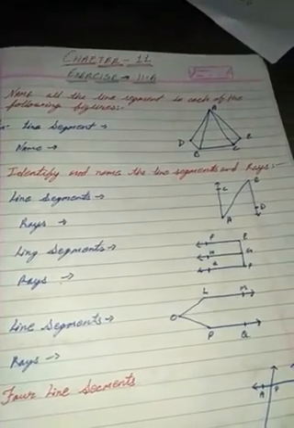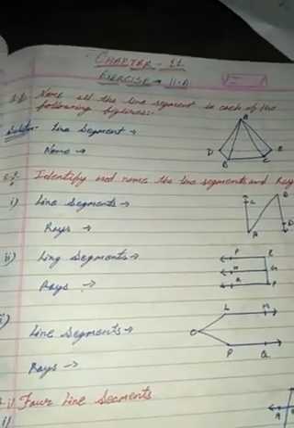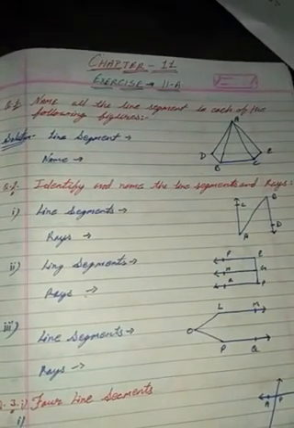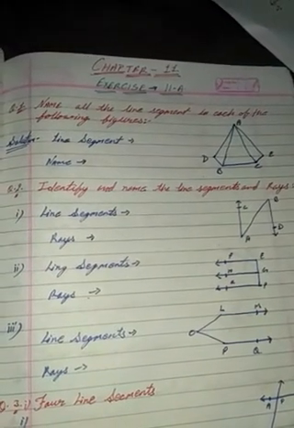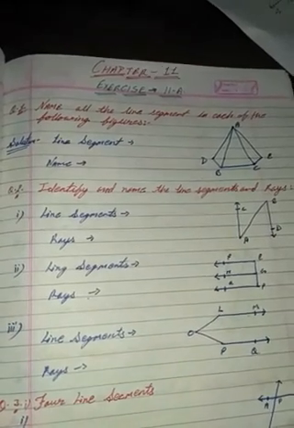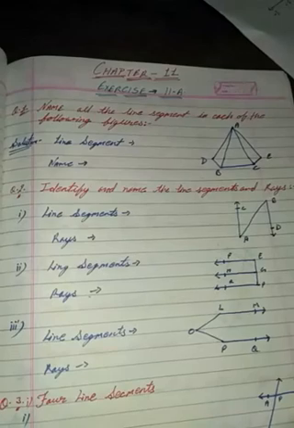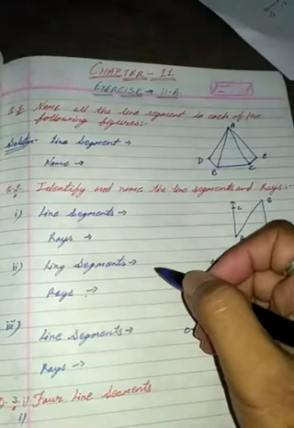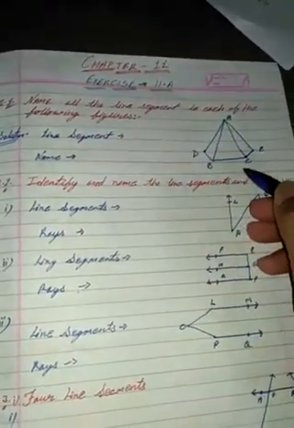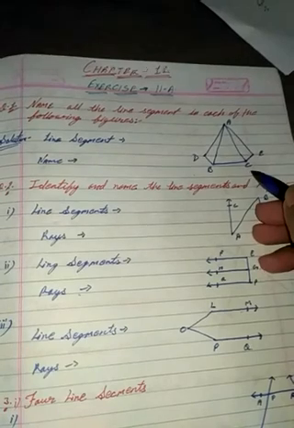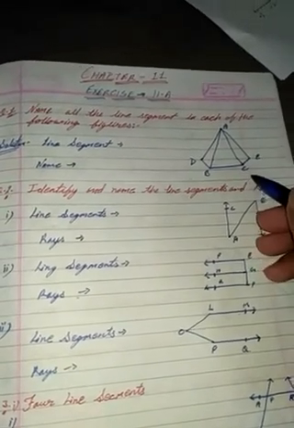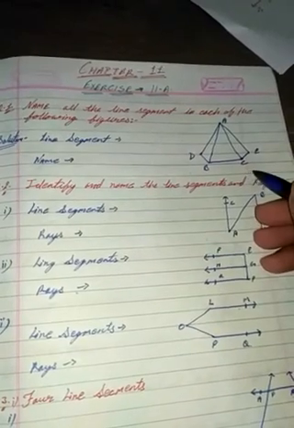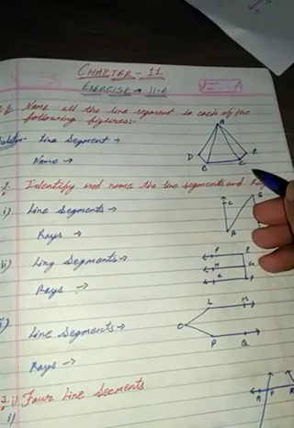Now question number 1. Name all the line segments in each of the following figures. First we take the second part of this. Now the figure is given, this one. You have drawn this figure neatly with the help of pencil and scale. Draw the figure as given in the question.